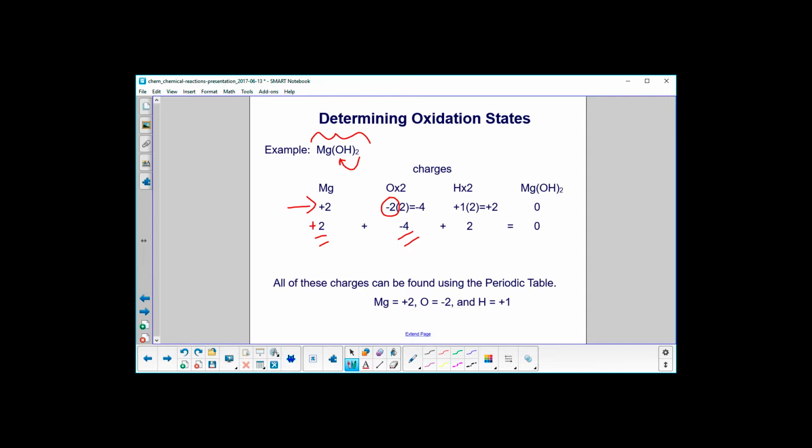Hydrogen has +1 off the periodic table. There's 2 of them. So we have +2 minus 4 plus 2. That's good. That equals 0, which is the neutral compound here. So here's our results, and this time we got them all off the periodic table.